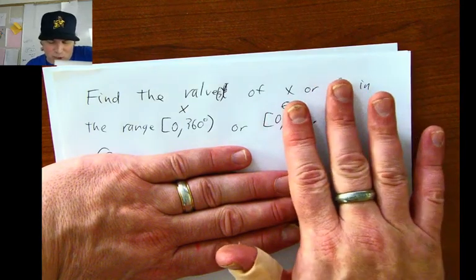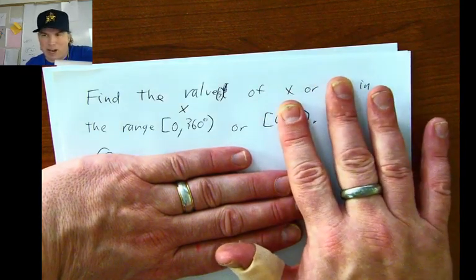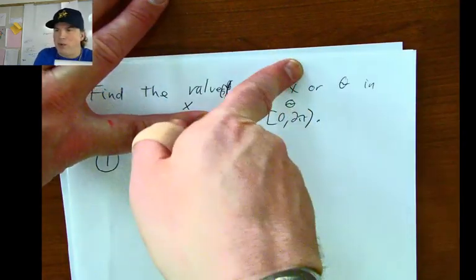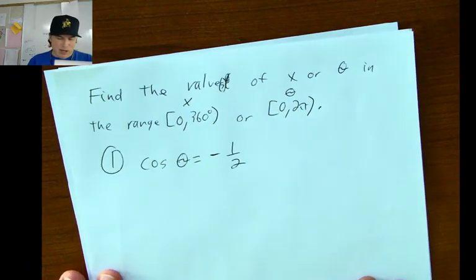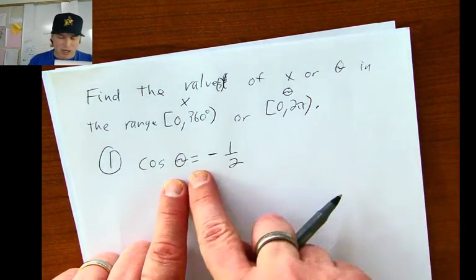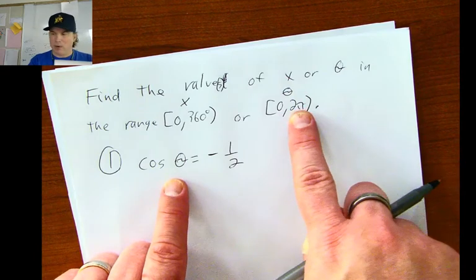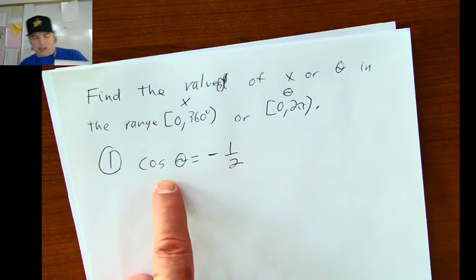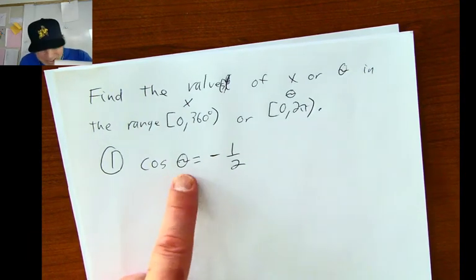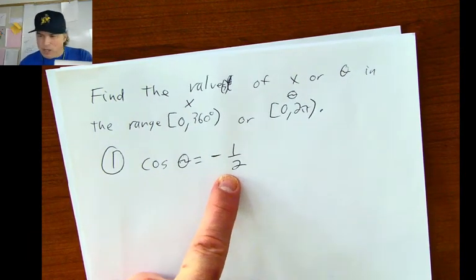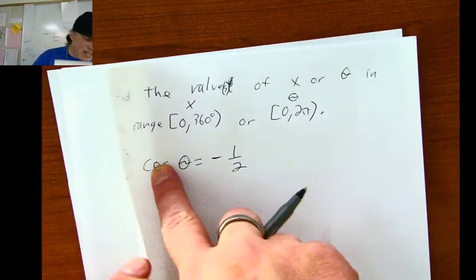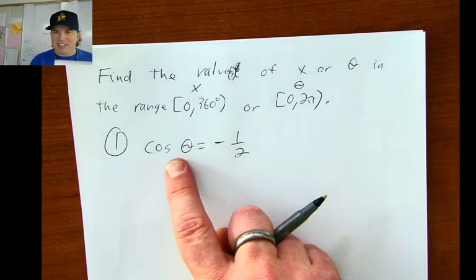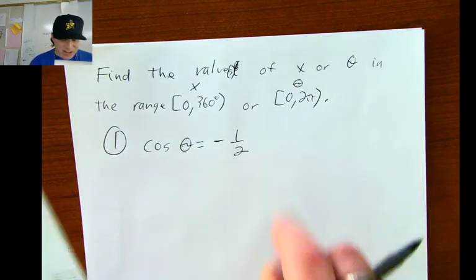The instructions on a quiz or a test would either look like this and be entirely in degrees, or the instructions would look like this and be totally in radians. It just depends on the problem. Because here it says cosine theta, we're going to use radians, and we're going to answer within 0 and 2 pi. So it's asking you, the cosine of what angle is negative 1/2? And what we need to remember is cosine is the x-coordinate. So when is the x-coordinate equal to negative 1/2?